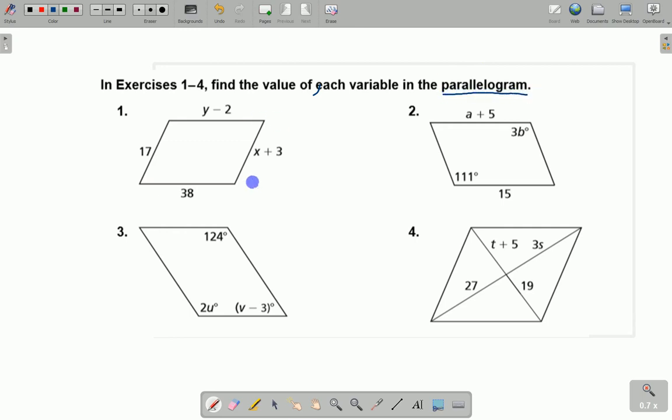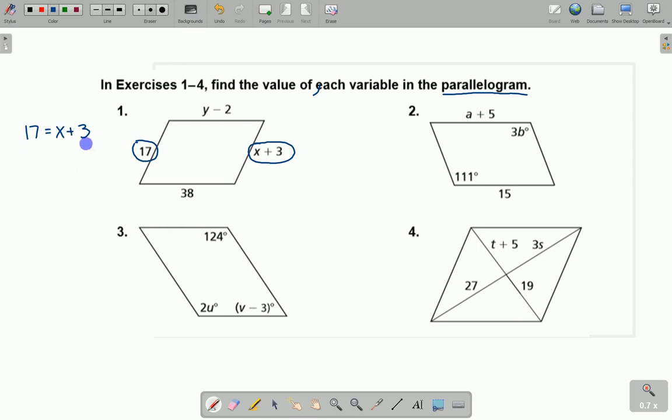And one of the properties you know about a parallelogram that you just saw was that opposite sides are congruent. So we know these two sides are the same. If you didn't get that written down, go back in your notes and put that down. In a parallelogram, opposite sides are congruent. So we can create an equation like this. 17 is equal to x plus 3. Because we know these two sides are congruent, we can set them equal to each other.